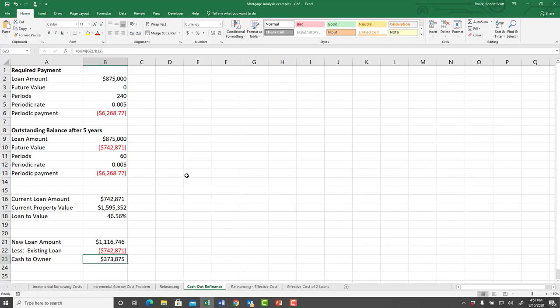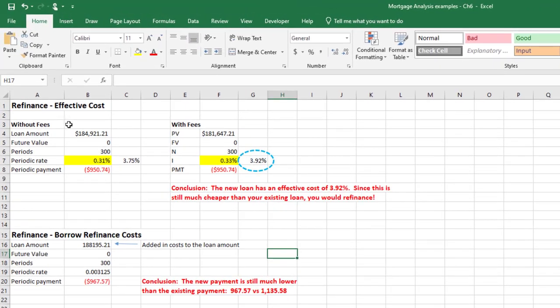So let's go back to Excel and look at this example here real quick. So recall that with the refinance example we've been looking at in the past, we had paid down the loan balance to $184.